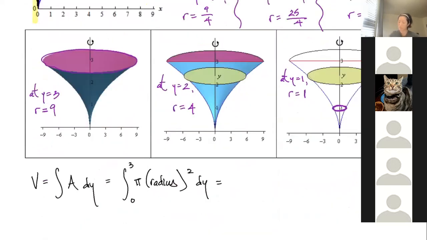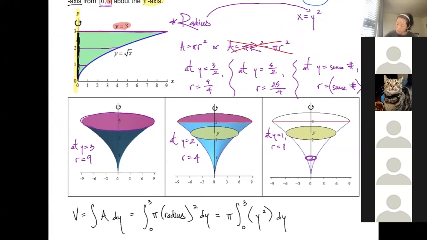All right, the last thing we need to plug in is a function for the radius. So let's pull this pi out to the front, the integral from 0 to 3. And instead of radius, I'm going to write y squared dy. Okay, so y squared dy. Because every time I wanted to find a radius, all I did was take the y value and square it. And so if I want to say that in general, I just say y squared.